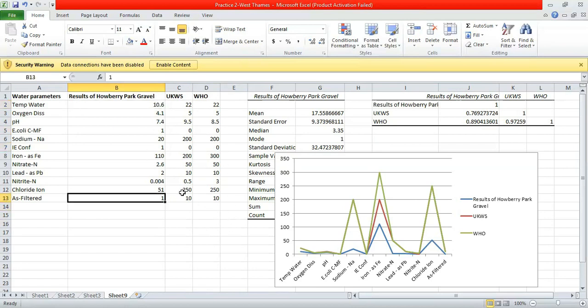And we see that in conclusion, the Howberry Park gravel borehole water meets neither the standards of WHO nor the standards of the UK. So at the end of the day, it is contaminated.